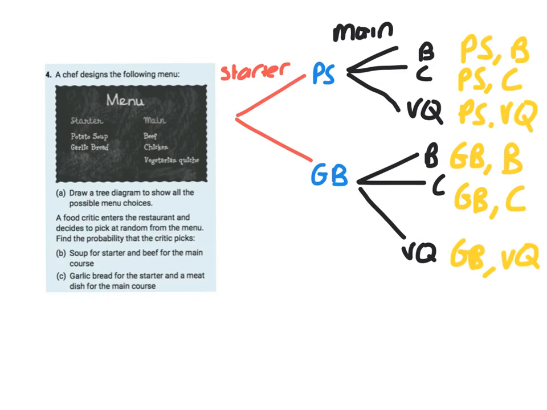So now we go to part B. It says, a food critic enters the restaurant and decides to pick at random from the menu. Find the probability the critic picks soup for the starter and beef for the main course.